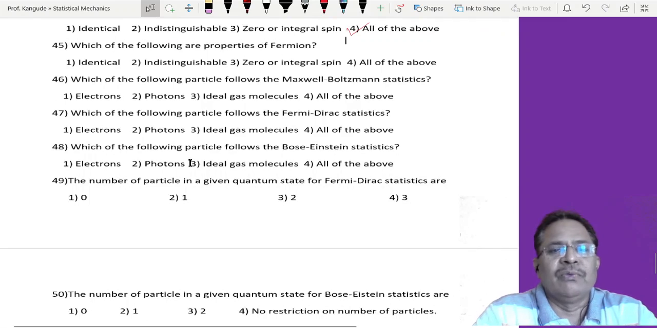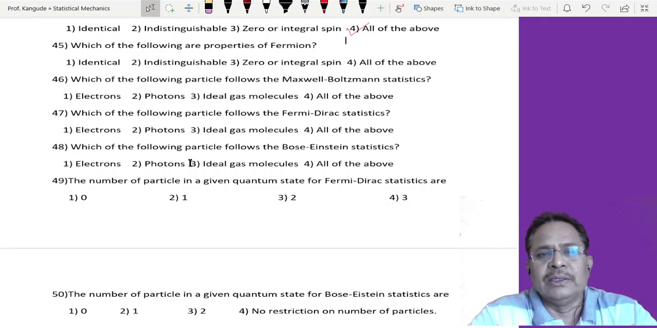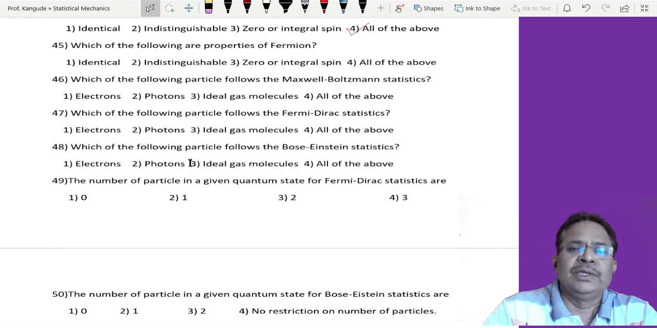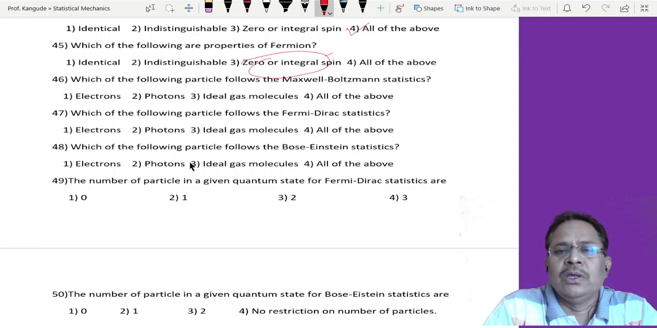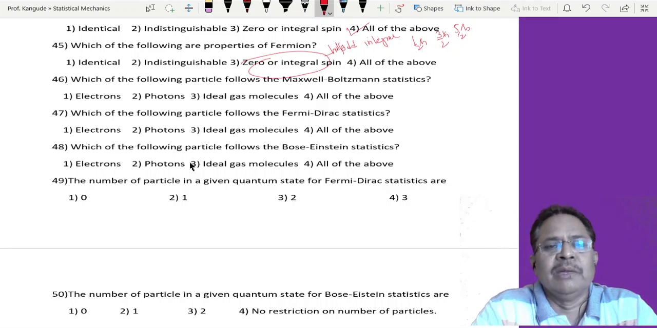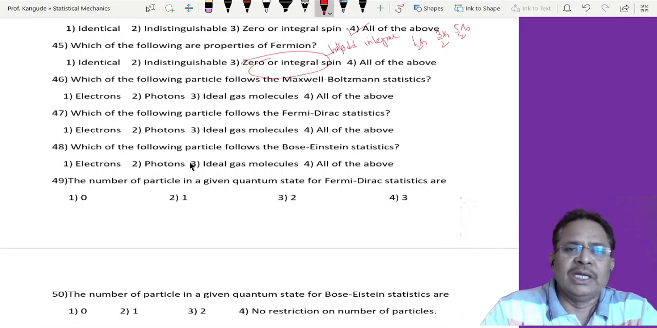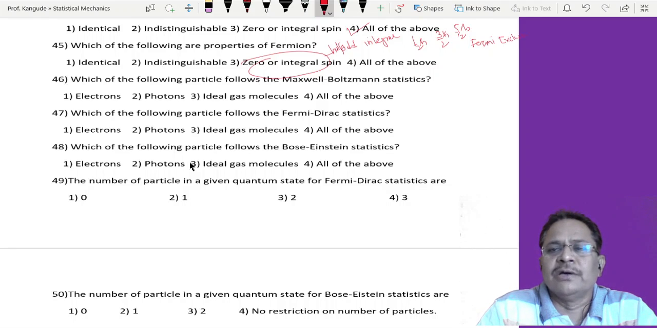Question 45, which of the following are the properties of fermions? So here also, first one, they are identical, they are indistinguishable, they have 0 or integral spin, and all of the above. Actually here these particles are indistinguishable as well as identical, and option 3 would have been odd half-integral spin, like 1/2 into h cross, 3/2 into h cross, 5/2 into h cross. So all these particles which have half and odd integral spin are identical and indistinguishable. Then these particles are called fermions. Only the difference here is they go by Fermi-Dirac statistics, and the Pauli exclusion principle is to be obeyed by these particles. That's why all such particles are called Fermi particles.